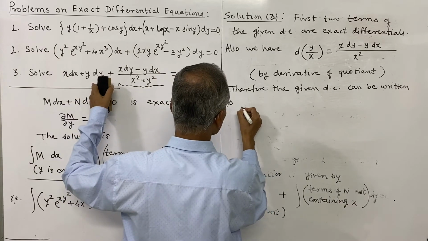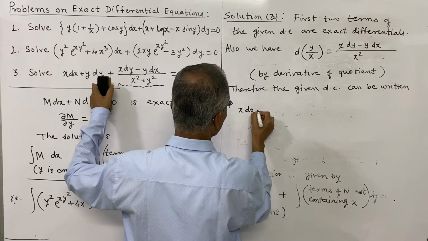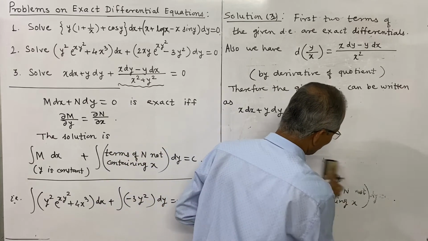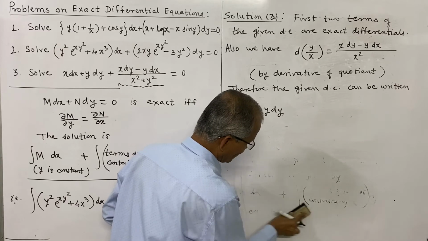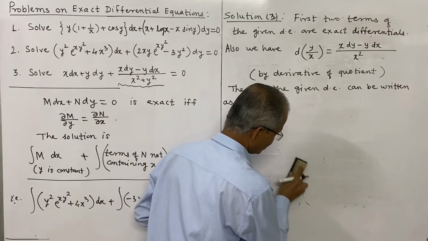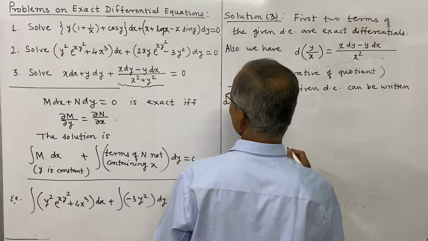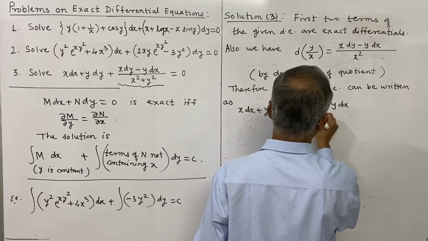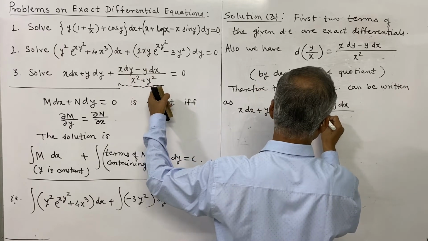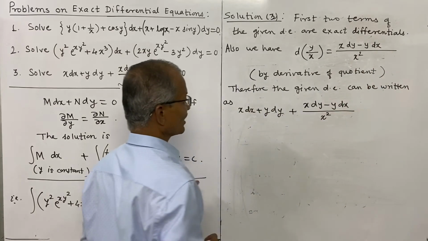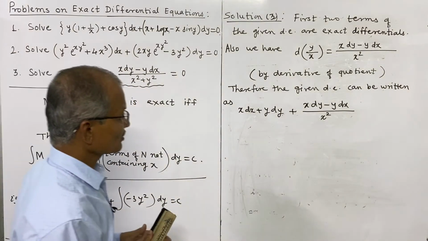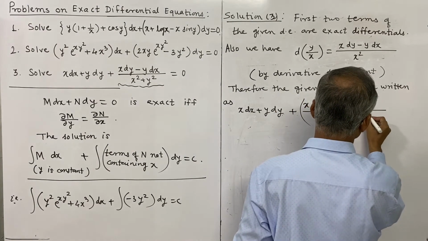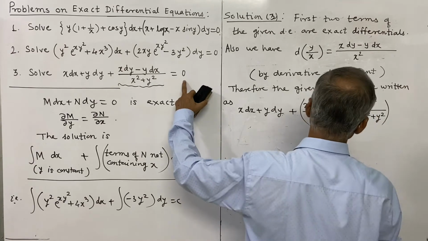so no change in the first two terms, that is x dx plus y dy, and next term I shall write in this form to make it total differential. This is plus x dy minus y dx divided by, so this is the same expression I have written, divided by, I shall write x square to make the expression here, but x square is not there, and so this term is to be multiplied by x square divided by x square plus y square and is equal to 0.